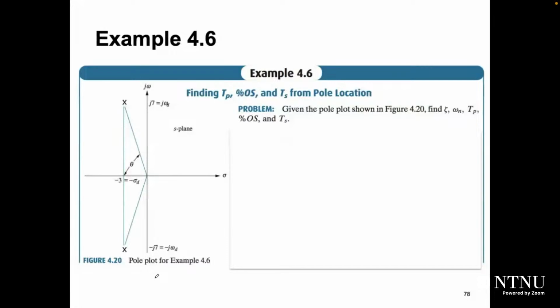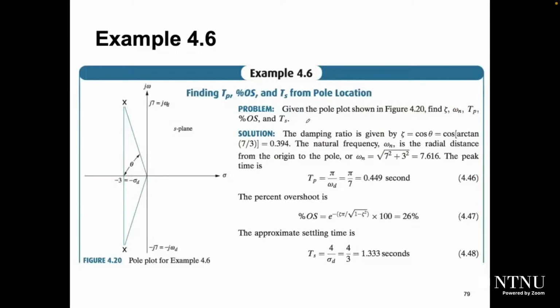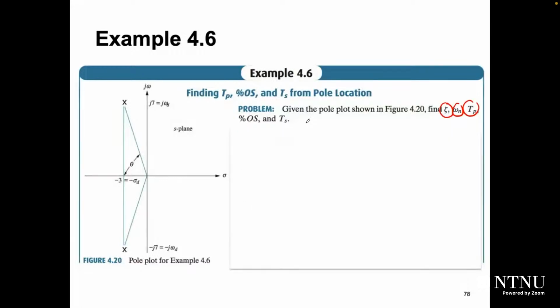So now we have an example. You have this system given the pole plot shown in the figure. We need to find zeta, omega n, peak time, overshoot, and settling time from this graph. So how can we do this? We have theta, right? The damping ratio zeta will be cosine theta, and we need to find theta.